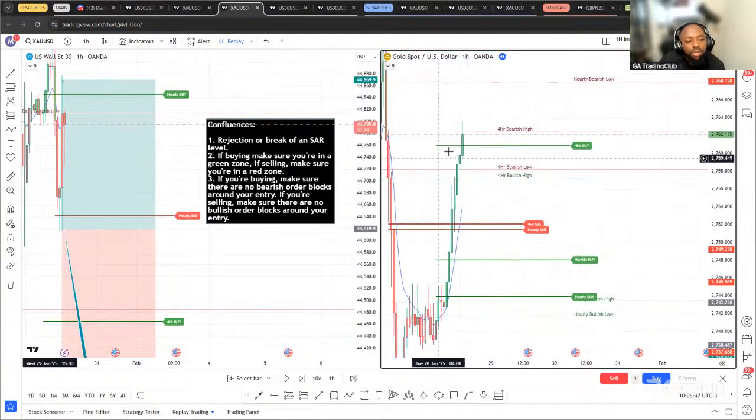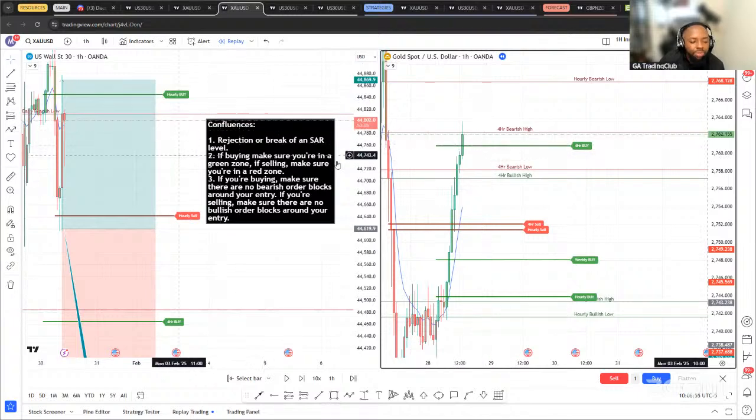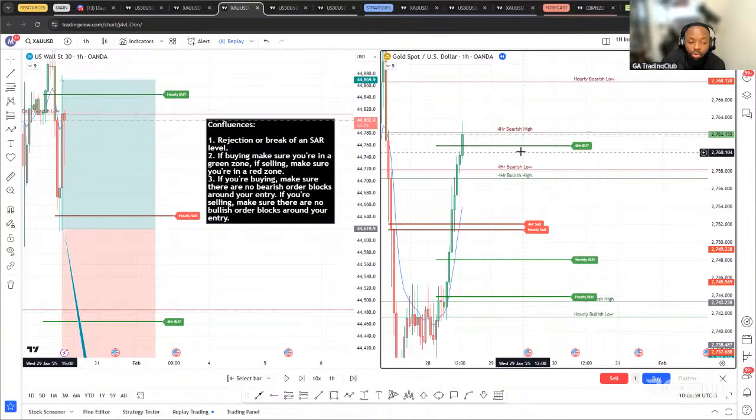But for this particular entry right here on this 4 hour buy, you can see price closed above that SAR level. So at this point, this area didn't satisfy confluence number one. So always remember, confluence number one is the gateway. That's what's going to tell you whether you should even consider taking the trade or not.